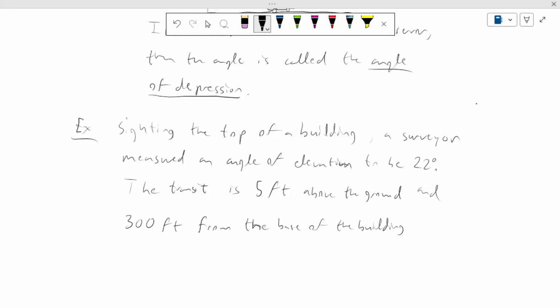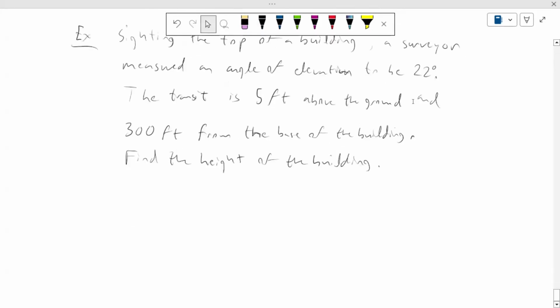Okay. So all this stuff is easily measured, right? Because you could just walk away from the building a certain number of feet, right? Fair enough. But what we really want to know is how tall is the building, right? So find the height of the building. Okay. So that's our goal here. Find the height of the building with this information given. Any questions on that so far?